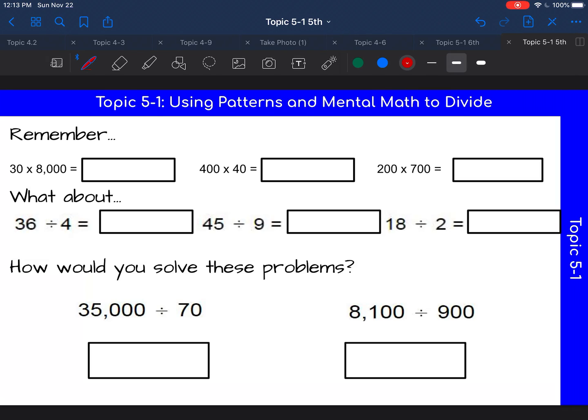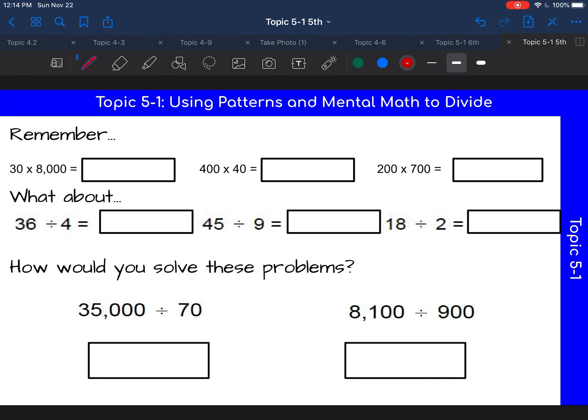Hello, fifth graders. So the last few topics we've been dealing with multiplication. We've learned how to multiply multi-digit whole numbers, and we've also learned how to multiply decimals as well. Now we're going to transition into division, which goes hand in hand with multiplication. That's why it's so important that you know your multiplication facts, because you need to know your division facts as well, because they go hand in hand.